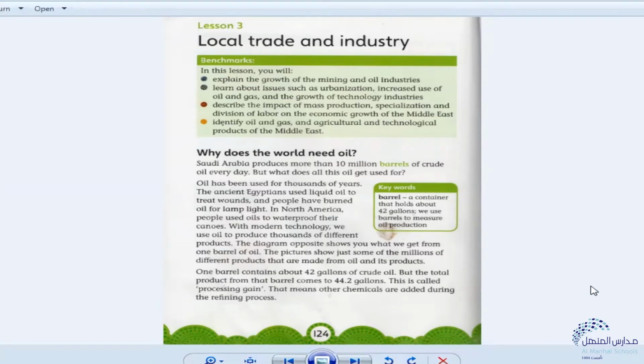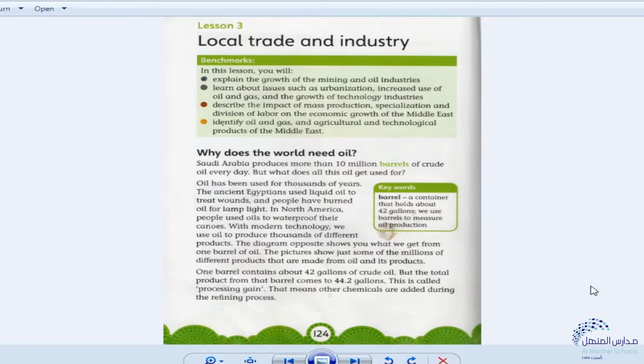Other people use oil for lamplights, and some people still use it for lamplights. In North America, they use it to waterproof their canoes so that they can't leak. But now, because we live in the modern age, oil is used for different things. But let us first explain what a barrel is.